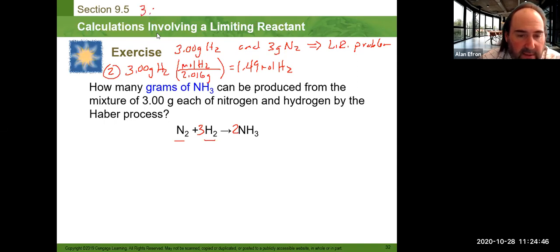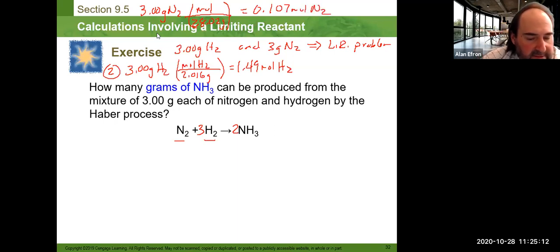We're also going to convert our nitrogen from grams into moles. So we're going to take 3 grams of nitrogen. Also going to go to the periodic table, get the molar mass of nitrogen. That is 2 times 14.01. That's 28.02 grams per mole. So we're going to divide 3 by 28.02, going to give us 0.107 moles of nitrogen. So first 2 steps, pretty much similar to what we did before.